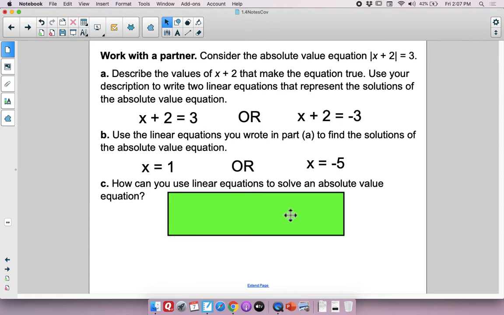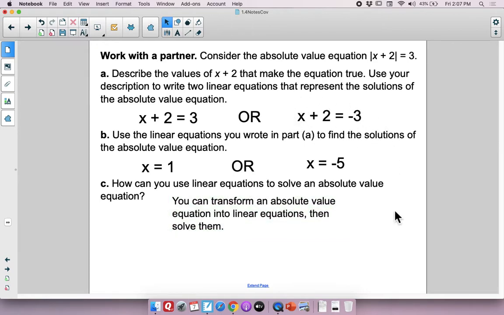So what we're trying to figure out here is how we can use linear equations, again, linear equations, no absolute value in them, to solve an absolute value equation. And think about how you would write that. What do you think, based on what we did? We started with an absolute value, and we wrote two linear equations that don't have absolute values. So what you might write is you can transform an absolute value equation into linear equations and then solve them.